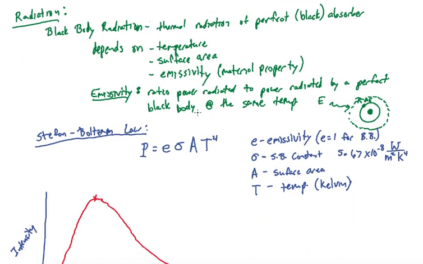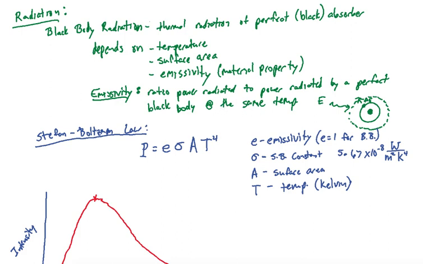Emissivity, we're going to define as the ratio of power radiated by the object, so how much radiation is coming off it, to the power that would be radiated by a perfect black body at the same temperature. So basically this is going to be a proportion that tells you how close to a perfect black body, how close to the ideal perfect situation this would be.